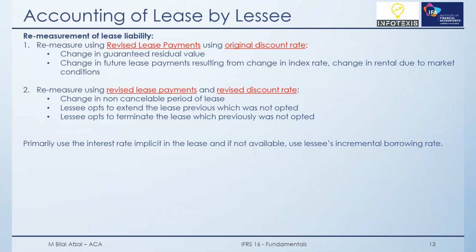So in these cases, in this new scenario, standard says that now you have to discount the revised lease payments using the revised discount rate. What is the revised discount rate? At the date of remeasurement, you will reassess whether the implicit rate of interest is available. If not, then you have to use the lessee's incremental borrowing rate at the date of remeasurement.